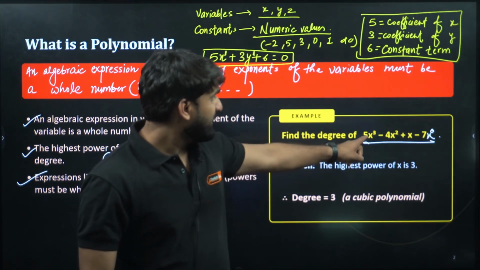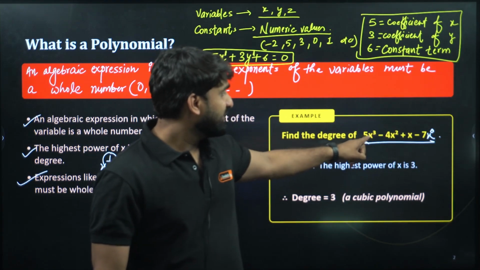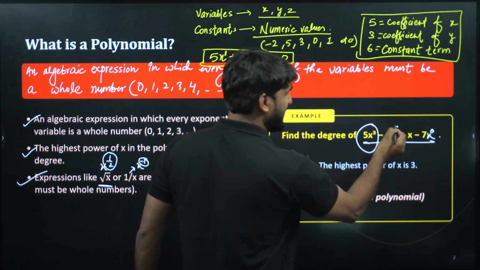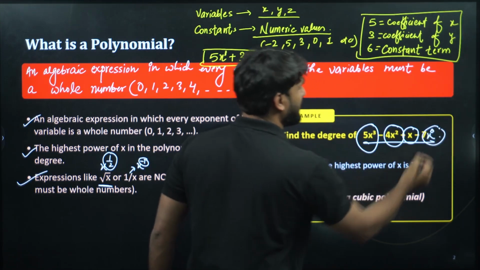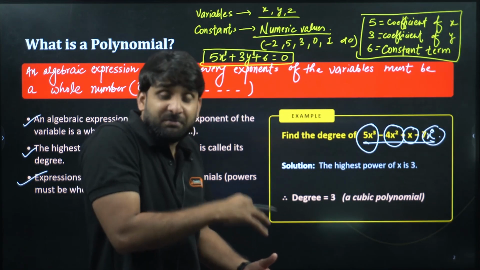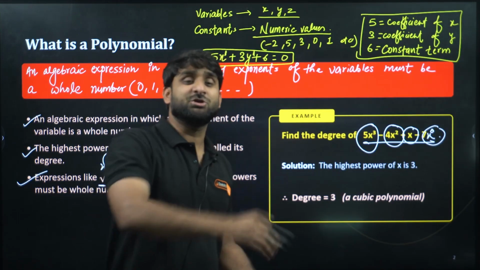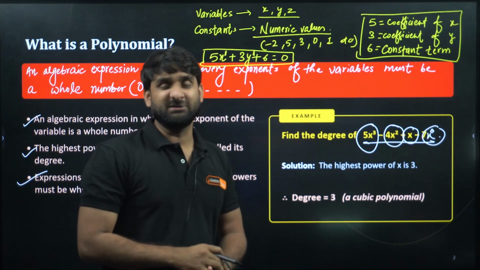Can you see here, the exponent is decreasing gradually. The first term has power 3, the second term has power 2, the third term has power 1, and the fourth term has power 0. So this is the proper format of a polynomial. When we write a polynomial, always make sure to write it in the decreasing order of the exponents.